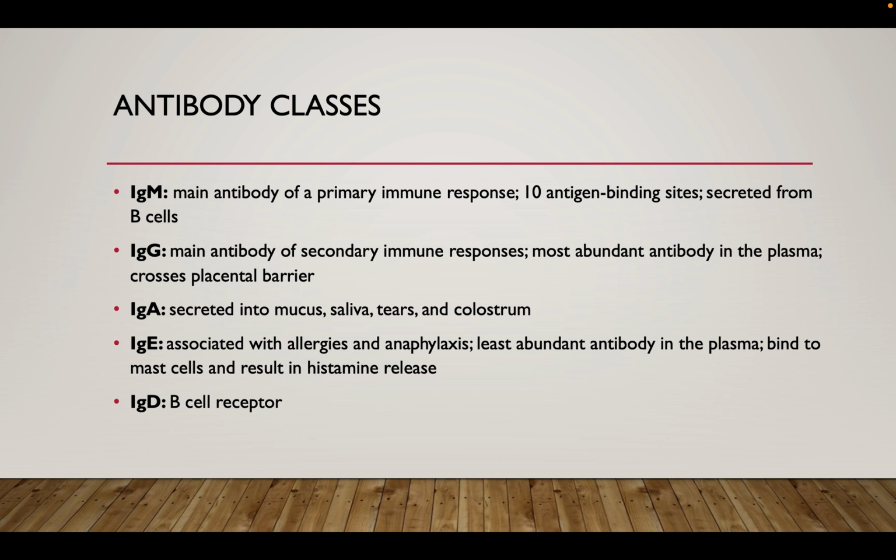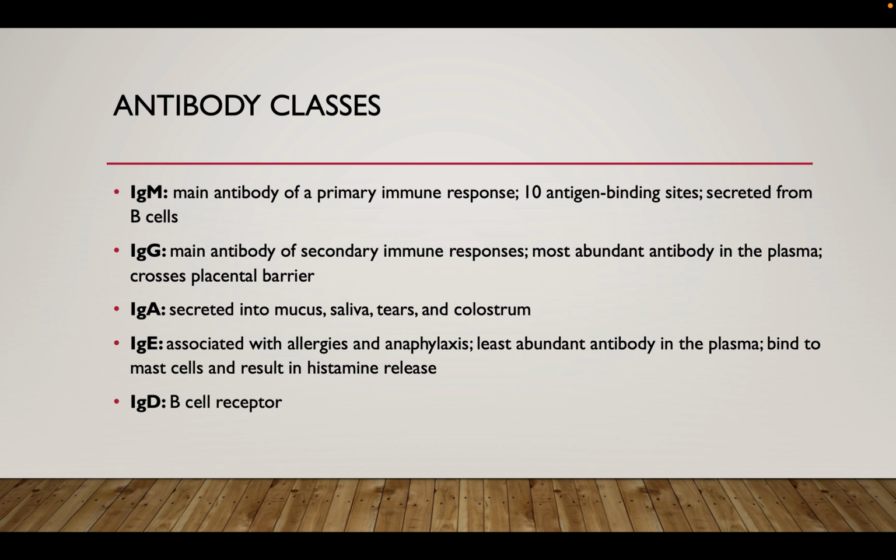Now, with our secondary immune response, so the second time we encounter it, the primary antibody is going to be IgG. These are the most common antibody in our body, and these are what cross the placenta and can travel from the mother to the fetus. IgA are going to be found in different secretions, like mucus, saliva, tears, and colostrum. Colostrum is essentially just the first amount of breast milk that is produced after pregnancy.